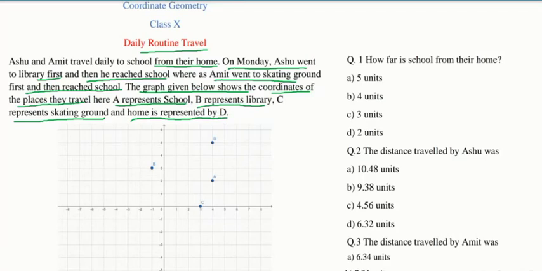On Monday, Ashu went to library first, then reached school, whereas Amit went to skating ground first and then reached school. The graph given below shows the coordinates of the places they travel. A represents school, B represents library, C represents skating ground, and home is represented by D. Usually they have to move to school from their home. But on Monday, Ashu went to library first and then school. Amit went to skating ground first and then reached school.